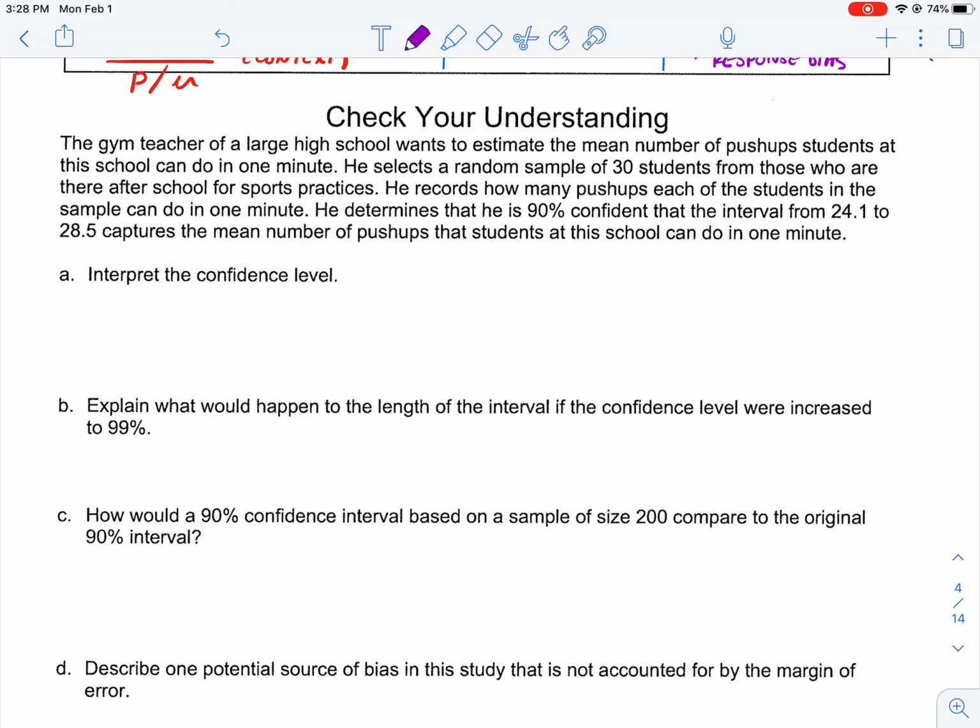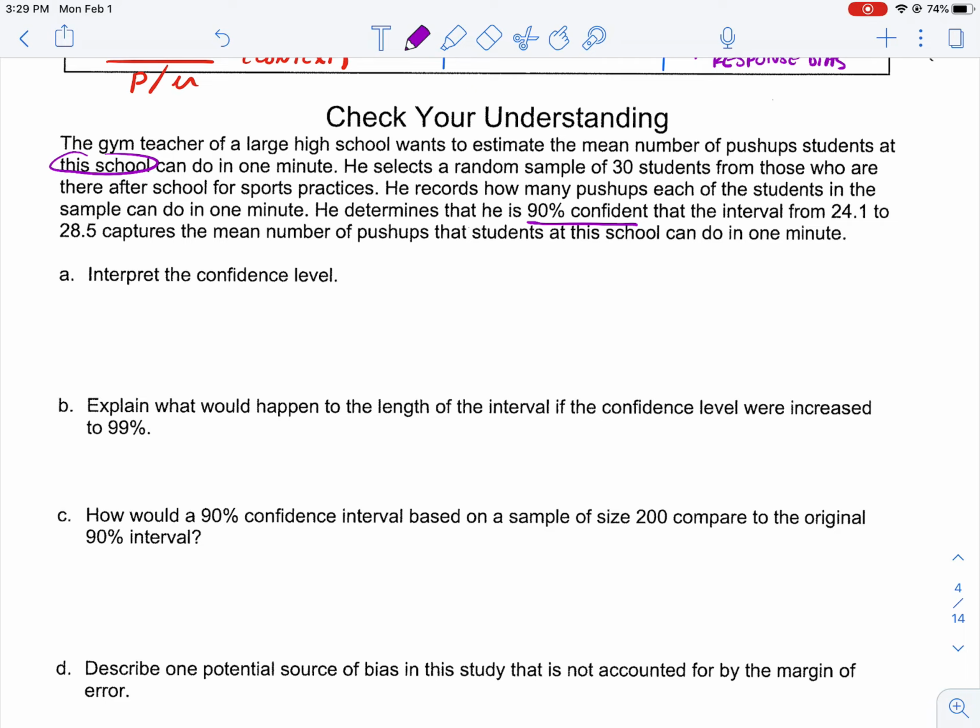The gym teacher of a large high school wants to estimate the mean number of push-ups students at his school can do in 1 minute. The whole school. He selects a random sample of 30 students from those who are there after school for sports practices. He records how many push-ups each of the students in the sample can do in 1 minute. He determines that he is 90% confident that the interval from 24.1 to 28.5 captures the mean number of push-ups that students at the school can do in 1 minute.